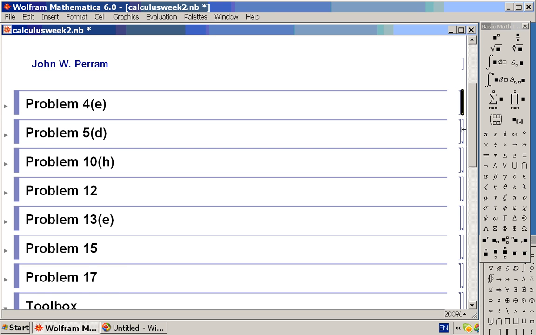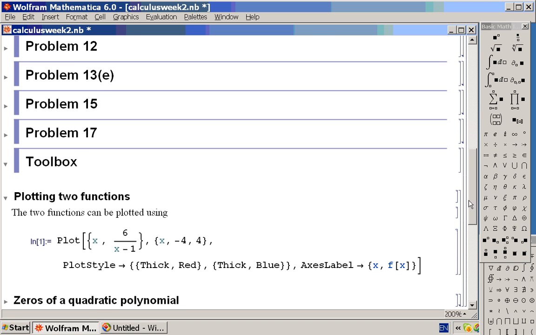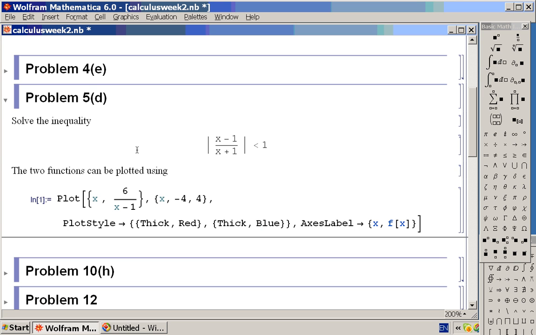So let's now go on to the next problem, which is to solve this inequality. Now this is kind of different, but let's use graphics again. So we'll get our plotting tool. Now there are various strategies. We might try and plot this, but I think the best way might be to plot the numerator and the denominator. So let's do that.